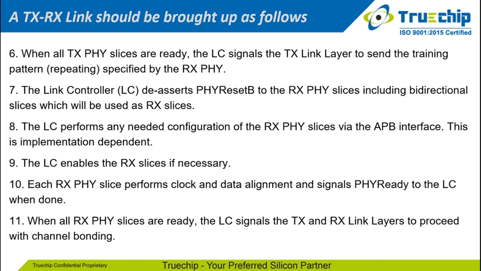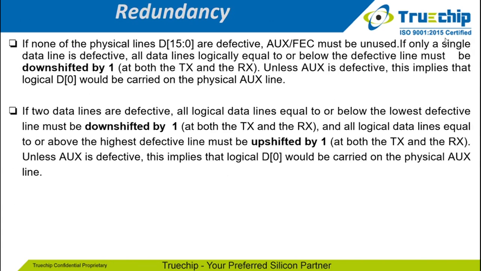When all TX PHY slices are ready, the LC signals the TX link layer to send the training pattern specified by the RX PHY. The link controller de-asserts PHY reset B to the RX PHY slices, including bidirectional slices which will be used as RX slices. The LC performs any needed configuration of the RX PHY slices via the APB interface. This is implementation dependent. The LC enables the RX slices if necessary. Each RX PHY slice performs clock and data alignment and signals PHY ready to the LC when done. When all RX PHY slices are ready, the LC signals the TX and RX link layers to proceed with channel bonding.